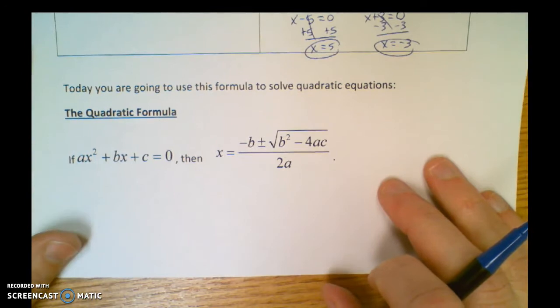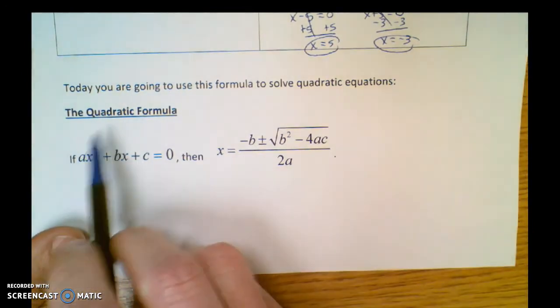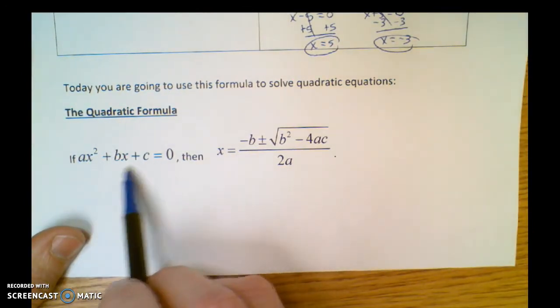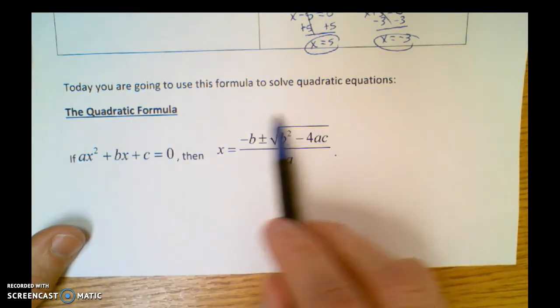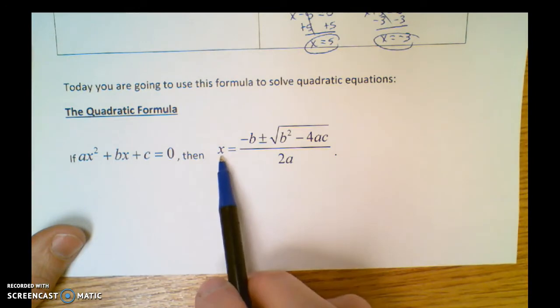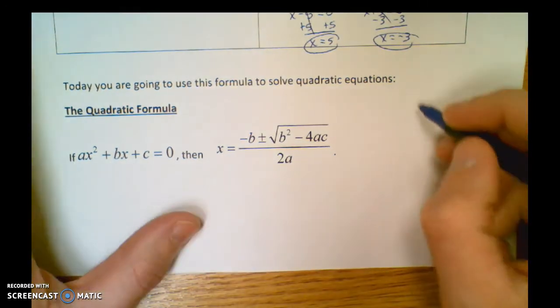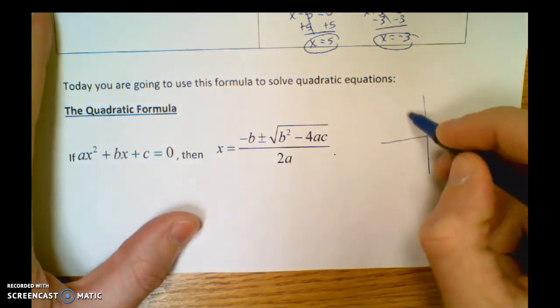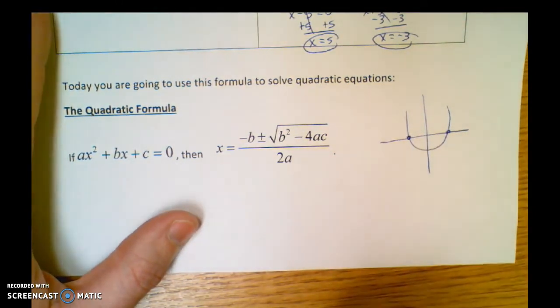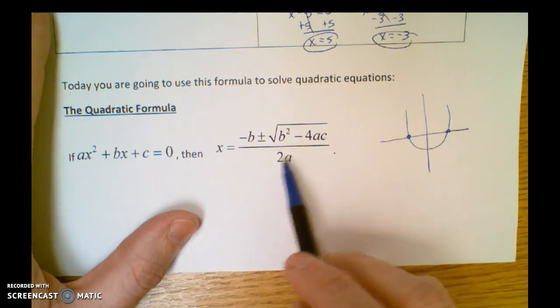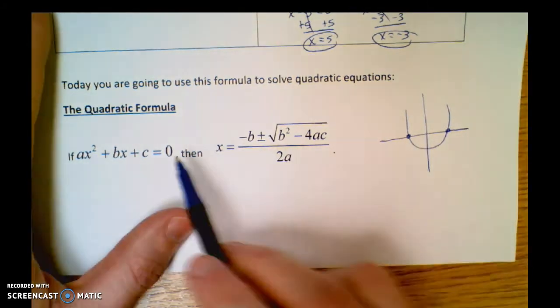The last method involves this formula, which is the quadratic formula. This says if you have an equation in standard form, which is ax squared plus bx plus c equals 0, then this formula comes into play where you can use it to solve for your x. Basically what you're finding when you use the quadratic formula is the values where they cross on the x-axis. You're looking for the solutions when your equation is equal to 0.